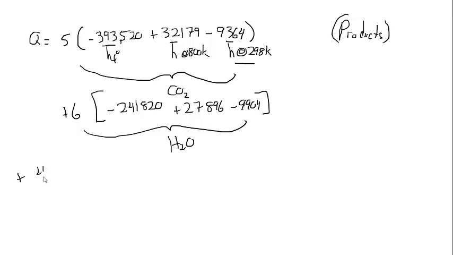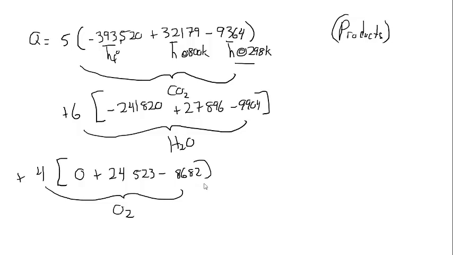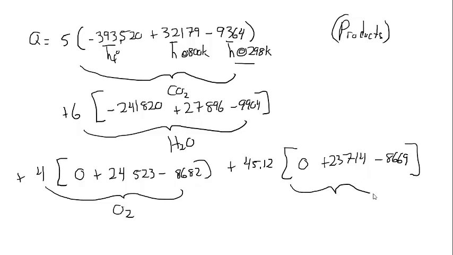Plus oxygen. Enthalpy of formation of oxygen is 0. Enthalpy of oxygen at 800 Kelvin is 24,523. Enthalpy of oxygen at 25C is 8,682. That is oxygen. Plus 45.12 moles of nitrogen. Enthalpy of formation of nitrogen is 0. Enthalpy of nitrogen at 800 Kelvin is 23,714. Enthalpy of nitrogen at 25C is 8,669.